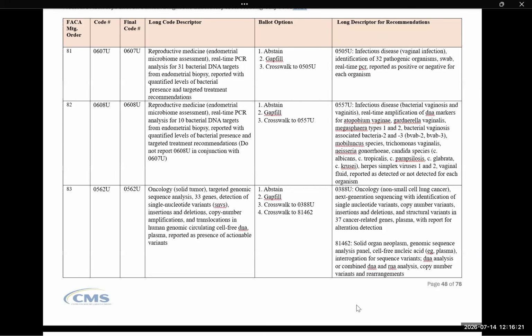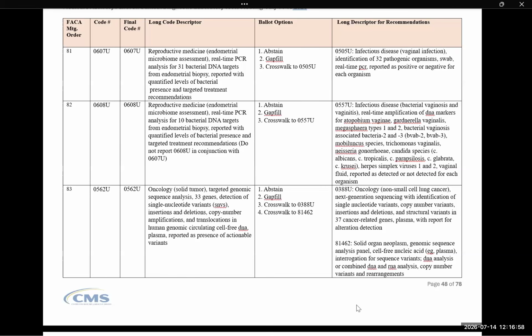For pricing, my recommended ballot option is crosswalk to category 1 code 81462. The rationale is that this code describes a solid organ neoplasm genomic sequence analysis panel performed on cell-free nucleic acid from plasma, interrogating for sequence variants, copy number variants, and rearrangements, the same analyte, the same specimen, and the same methodology as 0562U, and therefore the closest match on resources.